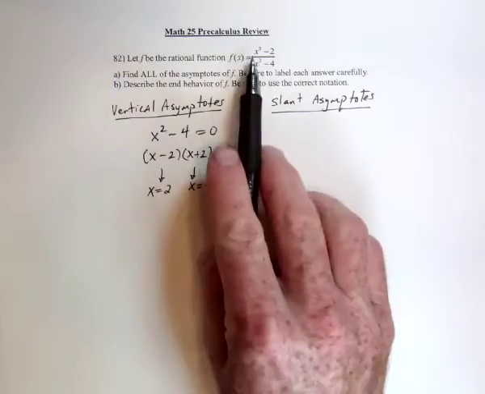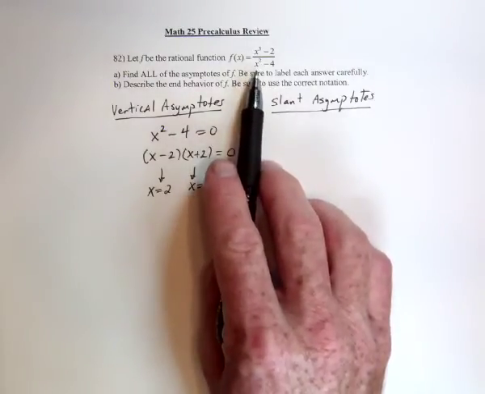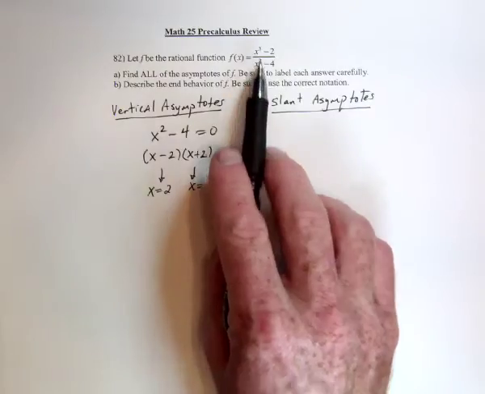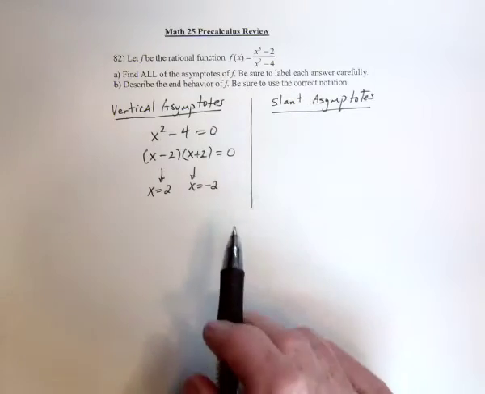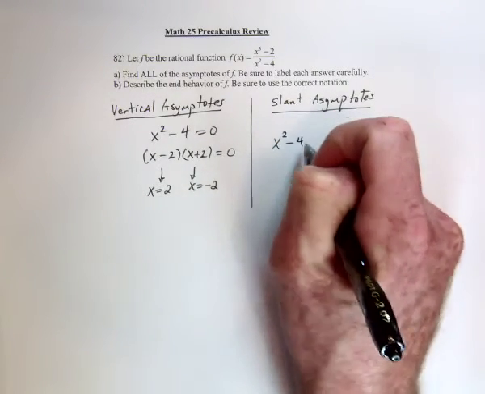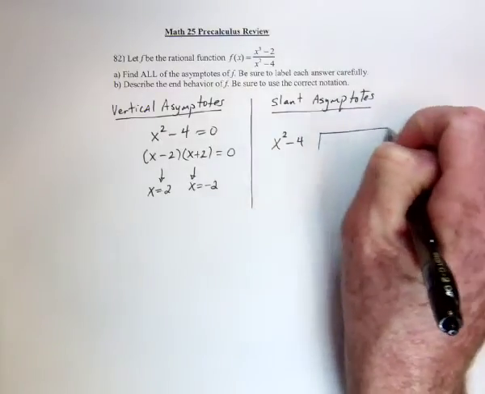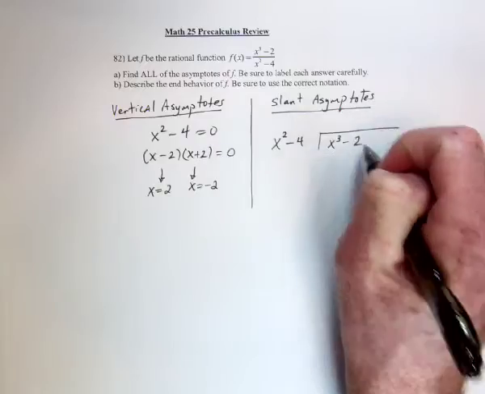And it's easy to remember. You just look at the most powerful term, x cubed, compared to the most powerful term in the denominator. And if this one has degree that's bigger, then there's going to be slant asymptotes. And in that case, what we do is long division. Divide x squared minus 4 into x cubed minus 2.